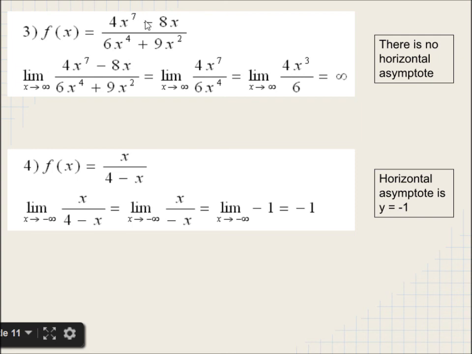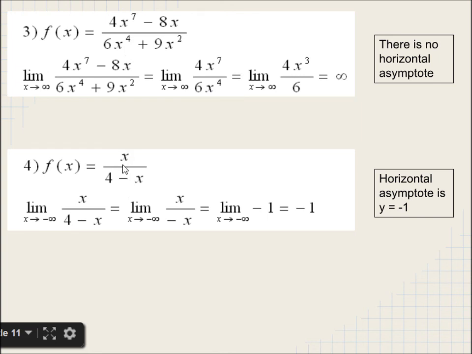In this one, we see that 4x raised to power 7 has the highest power, so we keep it like that. And then in the denominator, the highest power is 6x raised to power 4. This term has the highest power, so we put it like this. And then we cancel the common term and we find that 7 minus 4 is 3, so the numerator has x raised to power 3 multiplied by 4 by 6, and obviously anything multiplied with infinity becomes infinity, so there is no horizontal asymptote for this function.